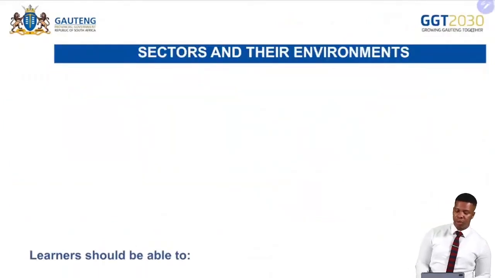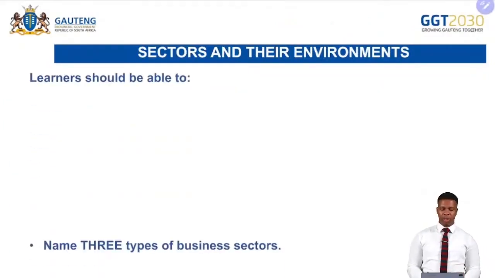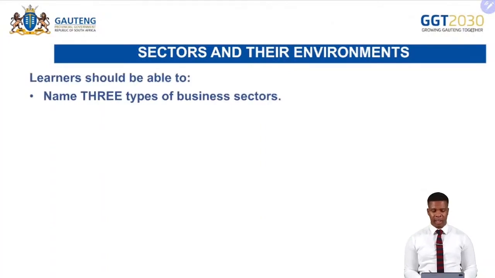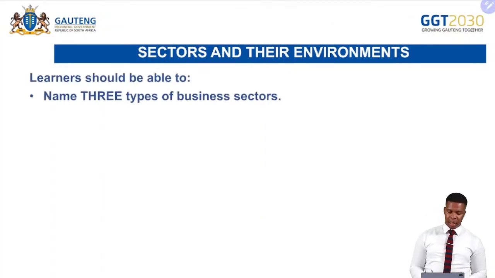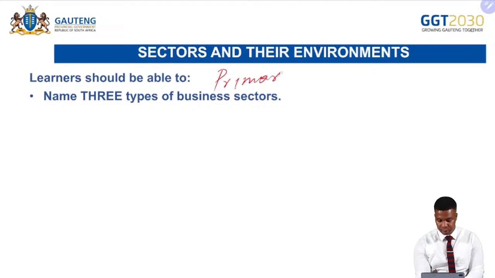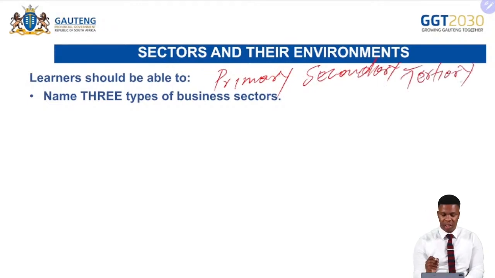Now let us look into sectors. When you're looking into sectors, you would be expected to understand this according to your exam guideline. You would be expected to identify the 3 types of business sectors, which is your primary, your secondary, and your tertiary sector. Those are the 3 sectors.